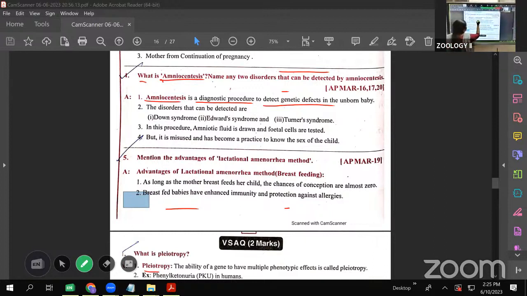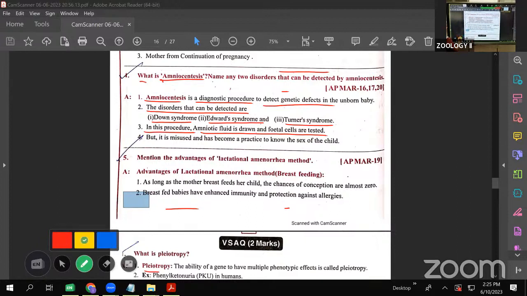Which types of genetic disorders do we detect from amniocentesis? The first one is Down syndrome, the second is Edwards syndrome, the third is Turner syndrome. These three syndromes we detect from amniocentesis. Here, in this procedure, amniotic fluid is drawn and the fetal cells are tested. Surrounding the embryo, extra-embryonic layers are present.